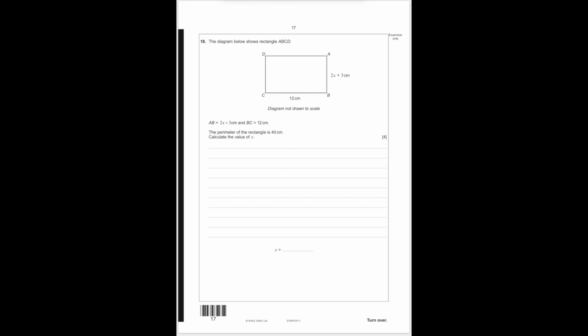18. The diagram below shows rectangle ABCD. So we've got ABCD as a rectangle. AB equals 2x plus 3. BC equals 12 centimetres. The perimeter of the rectangle is 40 centimetres. That's all the way around the outside. Calculate the value of x.